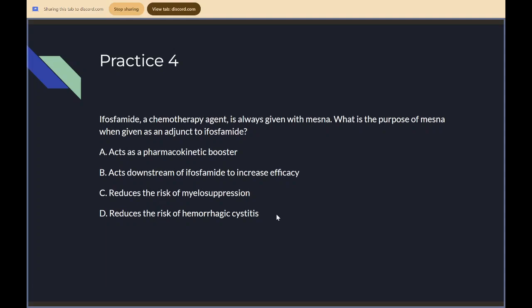All right. D is the correct answer. It reduces the risk of hemorrhagic cystitis. So, both cyclophosphamide and ifosfamide have a toxic metabolite called acrolein, and mesna binds with that toxic metabolite and reduces the risk of hemorrhagic cystitis. You're also supposed to hydrate the patient or counsel the patient to hydrate to reduce the risk of hemorrhagic cystitis. All right, even if you guessed, great job.